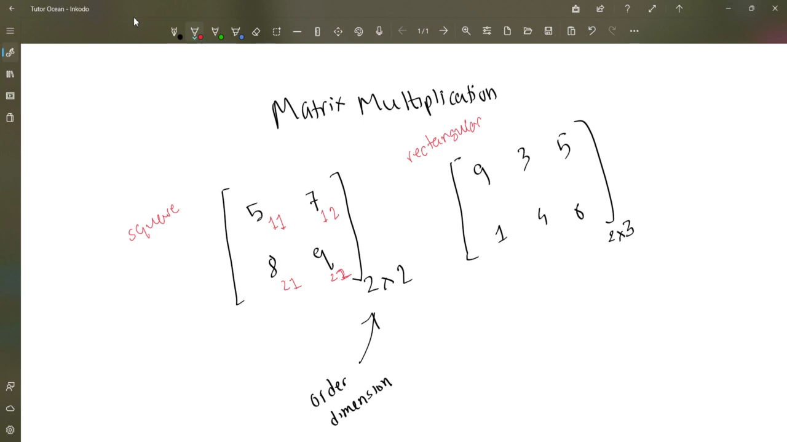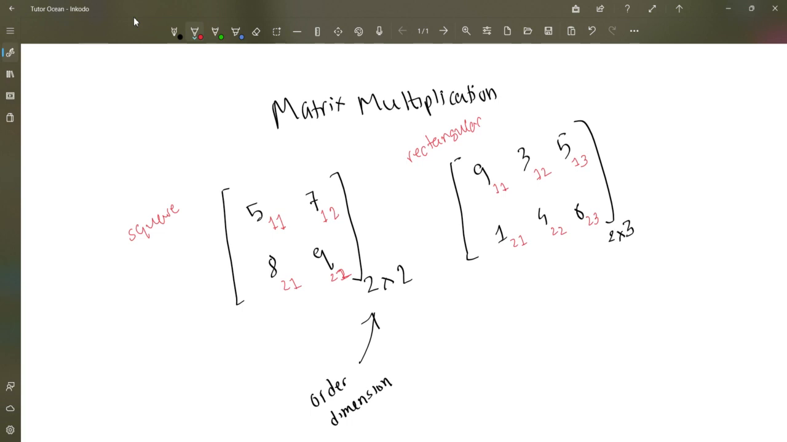So this is like the basics of matrices, square and rectangular matrices. And here in the position, just for your clarity, I'll write down the positions here too: 1, 1, 1, 2, 1, 3, 2, 1, 2, 2, 2, 3. So this is our position, the rectangular matrix.